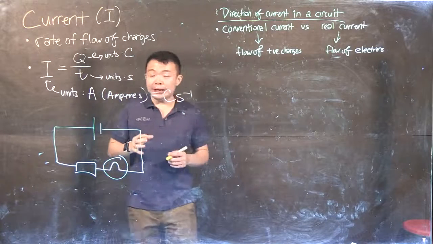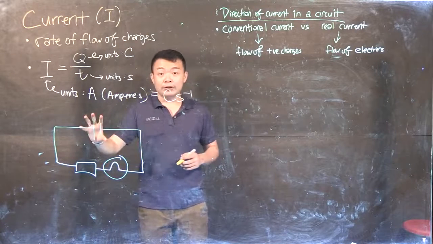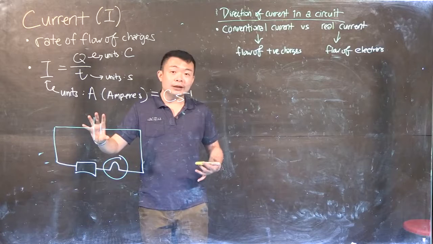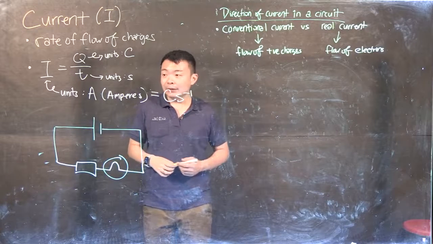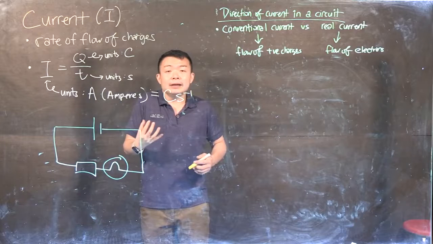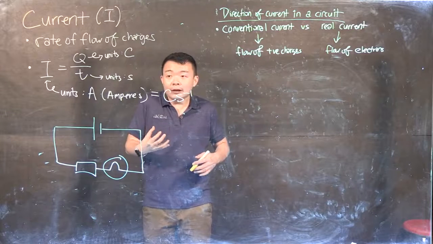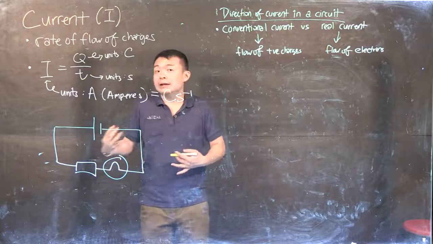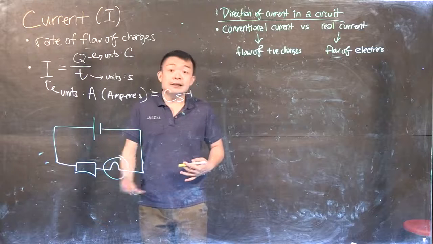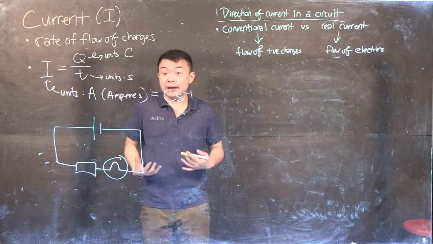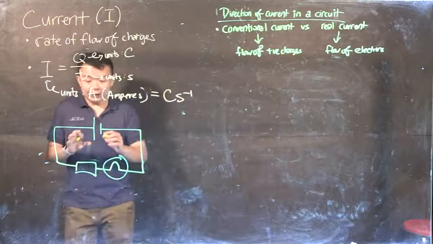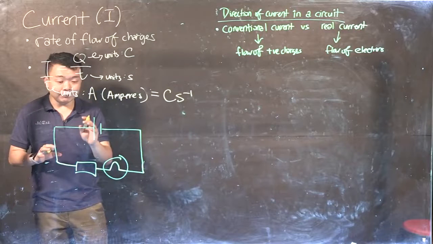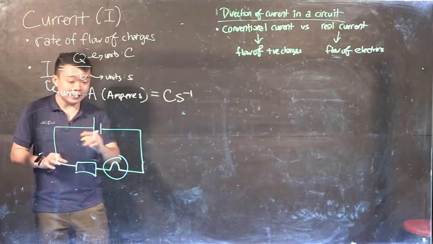You should know that the EMF of a battery provides the motivation for charges to flow in a circuit. So these charges can flow very quickly or very slowly, depending on the resistance that the charges face along the journey. So this is how we figure out a current in a circuit.